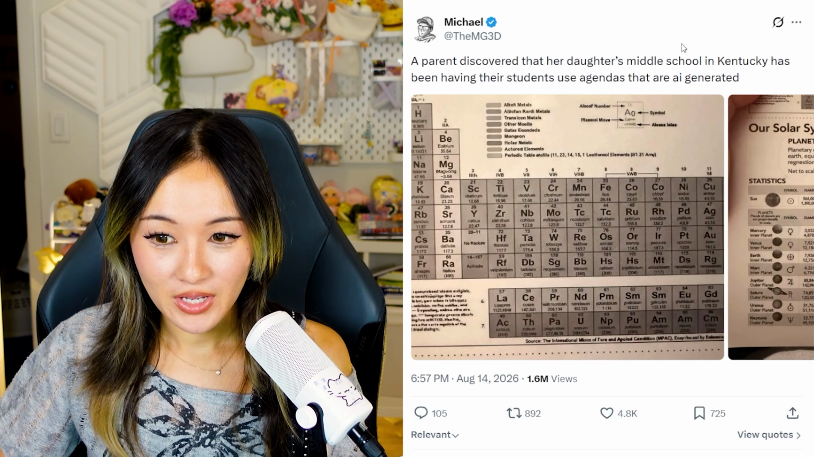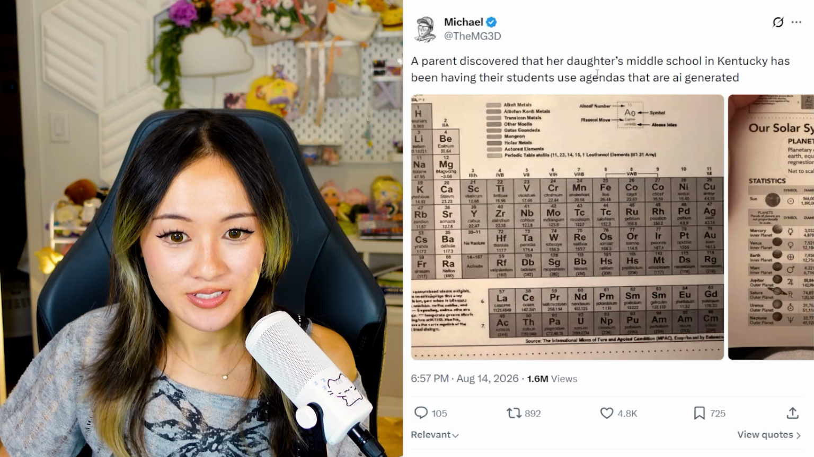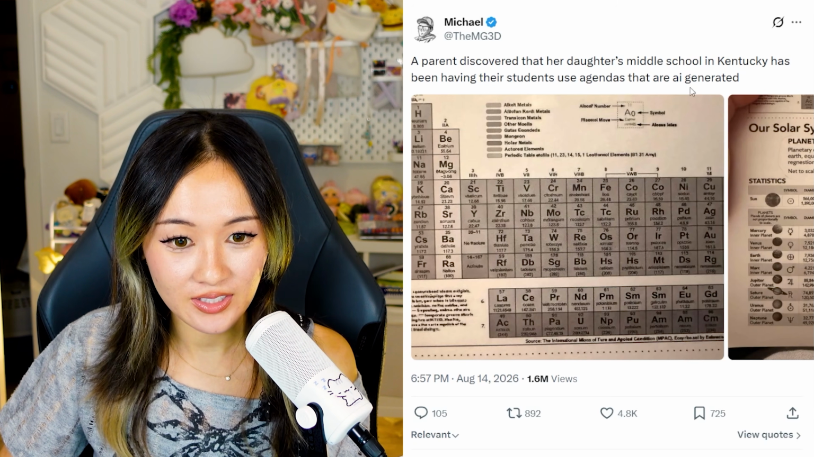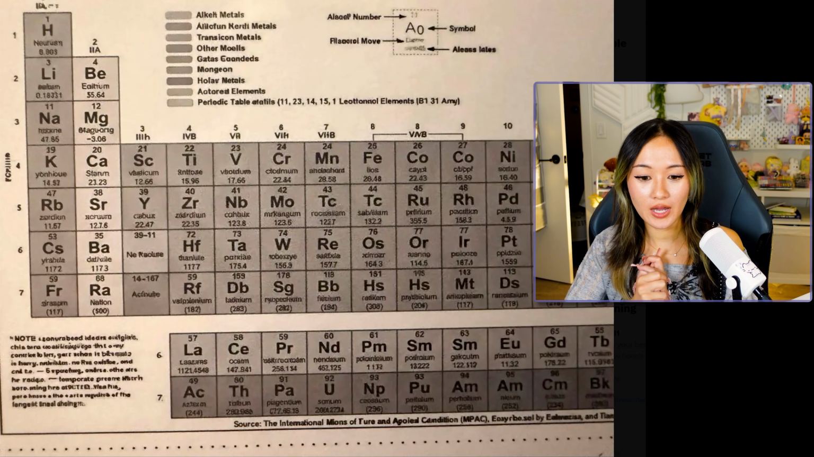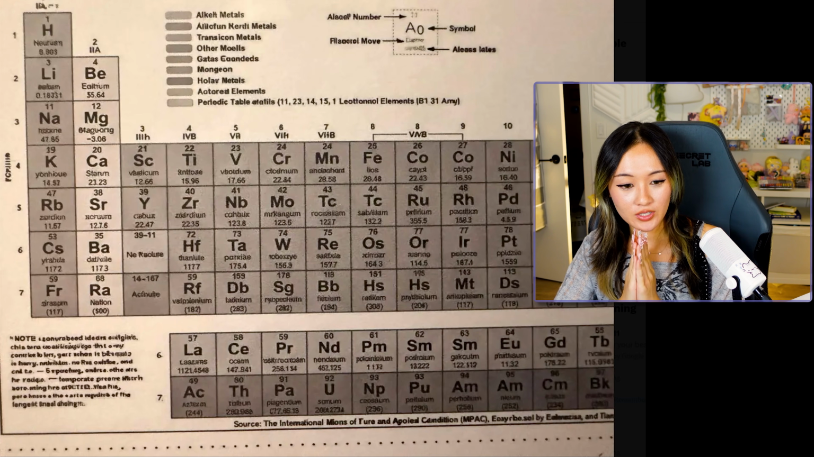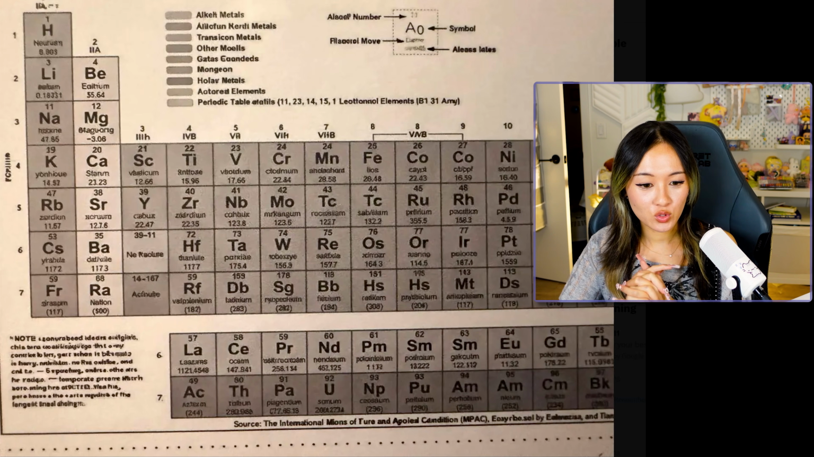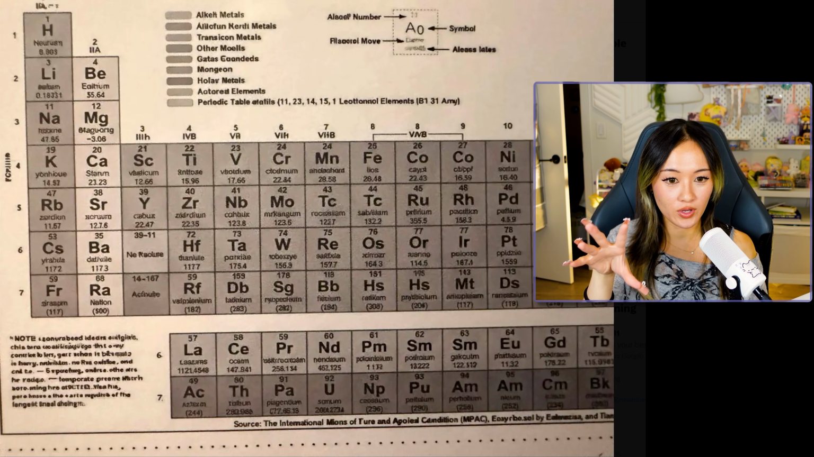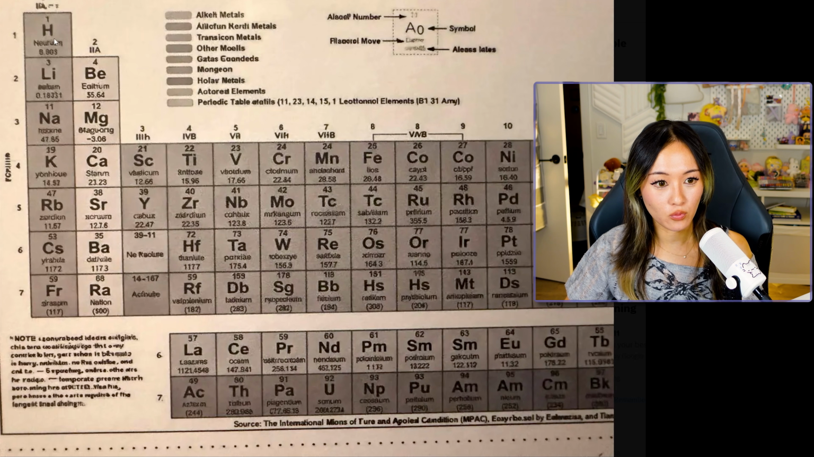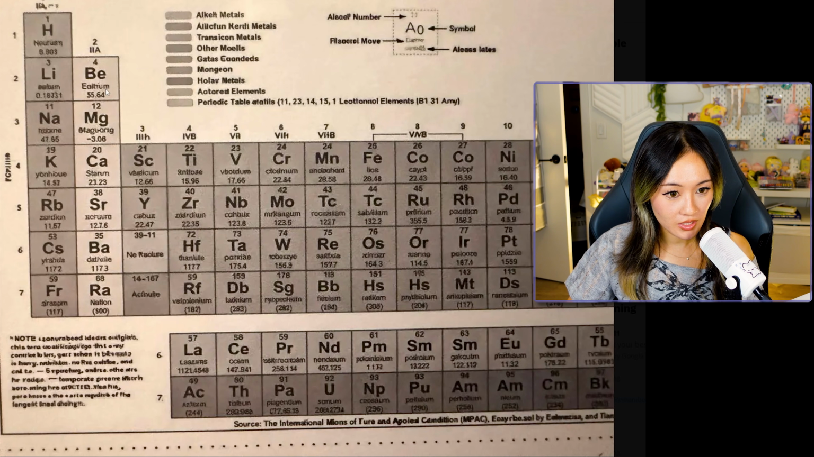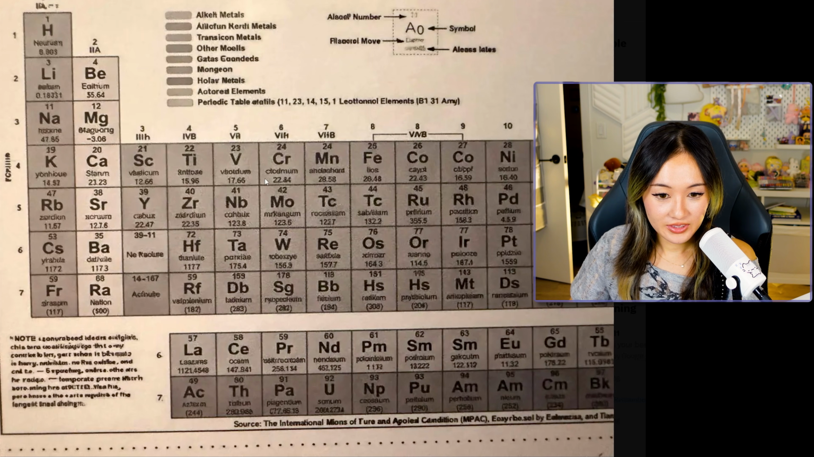And here's another one. A user called Michael on Twitter writes, a parent discovered that her daughter's middle school in Kentucky has been having their students use agendas that are AI generated. Oh my lord, this is awful. We have a periodic table that is horrifically incorrect. If you squint for 2 seconds, take a look at any of the squares. Not a single one of them names the element correctly. We have H for neurism, BE for ealtium. Like, these are just so horribly, horribly incorrect.